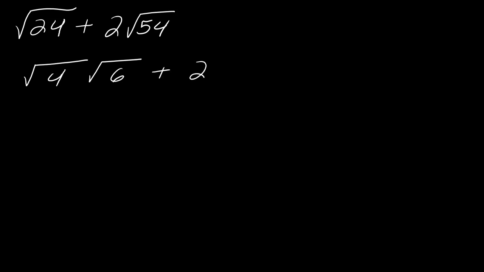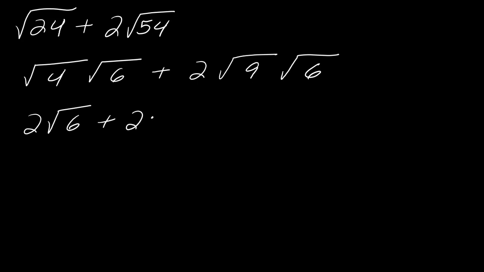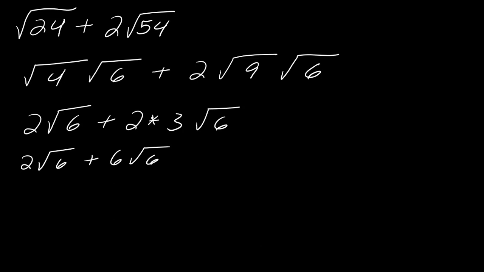And then for this other one, the largest perfect square that will divide into 54 is 9. So this will be 9 times 6. I've rewritten this just by breaking this down. And so I get 2 times the square root of 6 plus 2 times 3 times the square root of 6. These you'll just multiply together. So ultimately I get 2 times the square root of 6 plus 6 times the square root of 6. And now I can add my like radicals to get 8 times the square root of 6.